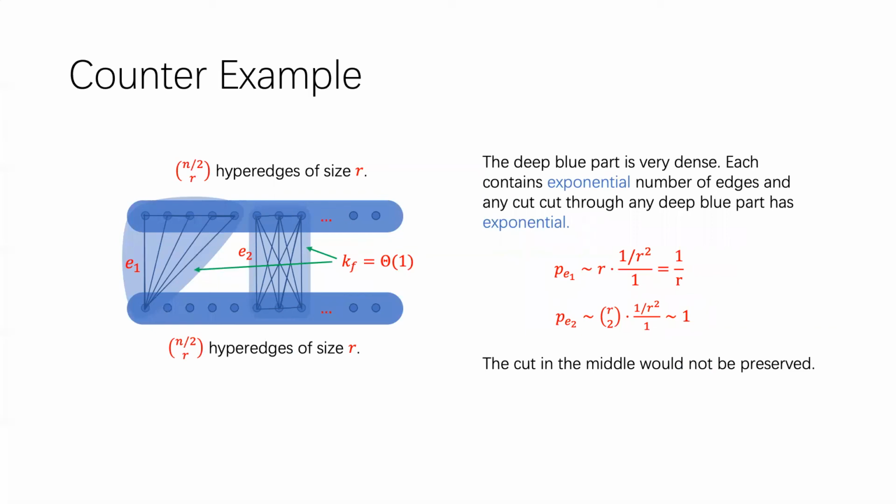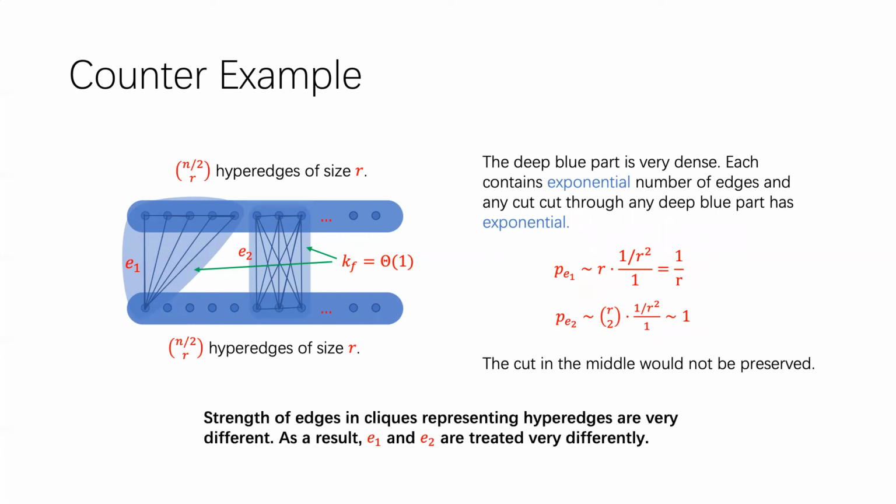Since any cut that cuts through any one set has exponential size, the only small cut is the cut that splits these two sets in the middle, which is constant in the auxiliary graph. So the probability p_E would be about 1 over r, as there are only about r edges with small strength. So with probability 1 minus order of 1 over r, the cut size in the middle would be 1 in the sampled graph, which means the cut size will not be preserved because the cut size in the original graph is 2.